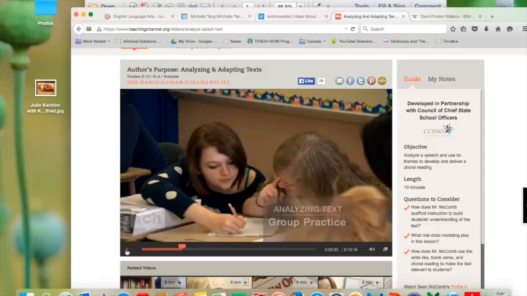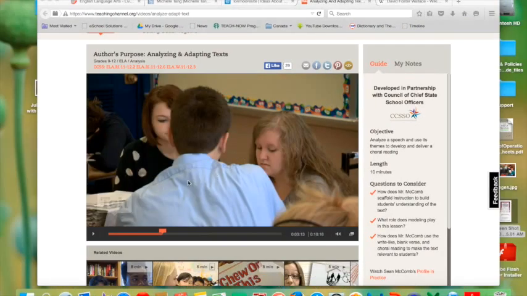I really like that where he models what he wants them to do, because this is pretty sophisticated stuff. The speech is sophisticated and the analyzing it is as well. So I like that he does the modeling, and then next he breaks them into groups to do the next chunk. And so this is very much the same as I do, you do, we do. And I think it's really effective. So here Mr. McComb is checking in on some students, and this is an example of him using formative assessments.